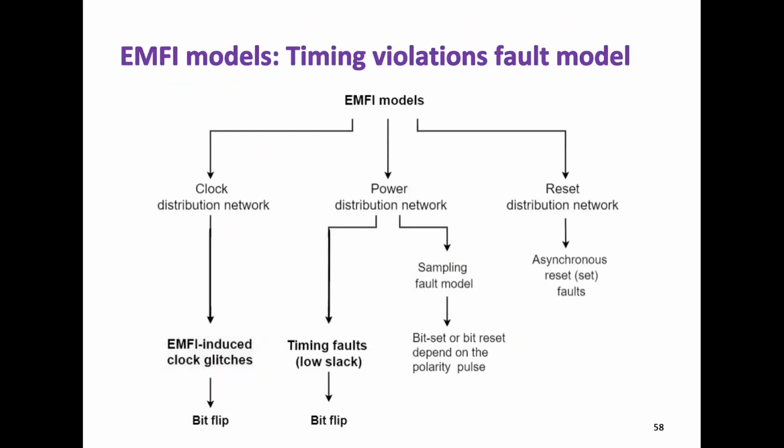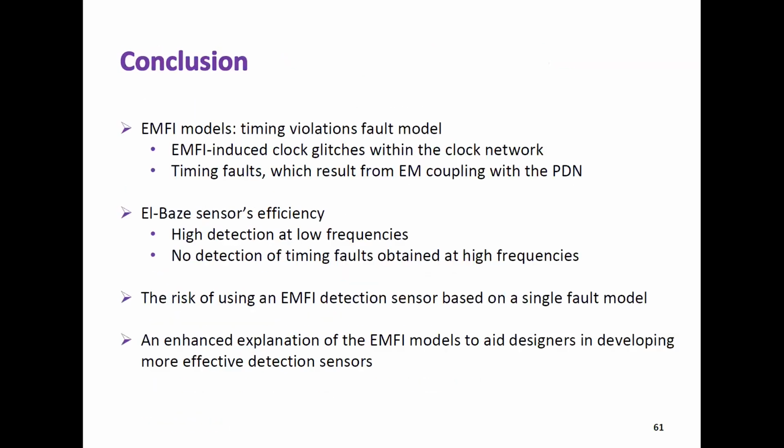Now, to sum up our EMFI models, when EM disturbance couples with the power distribution network, we obtain timing faults at low slack at high frequency. And when EM disturbance couples with the clock distribution network, we get EMFI-induced clock glitches. We align these two mechanisms under the timing violation fault model. So to sum up, the EMFI model is a timing violation fault model obtained through two different mechanisms. When EM disturbance couples with the power distribution network, it's a timing fault. When it couples with the clock distribution network, we induce clock glitches. And for the LBAS sensor efficiency, as I mentioned, it's a high detection at low frequency, but moderate to no detection at high frequency.